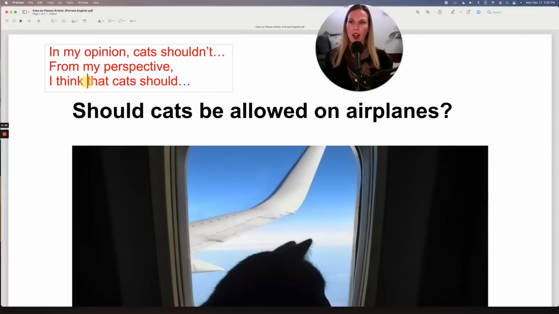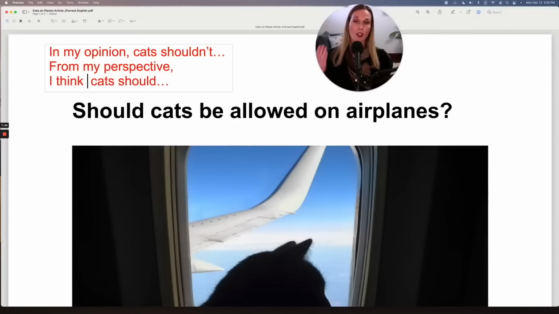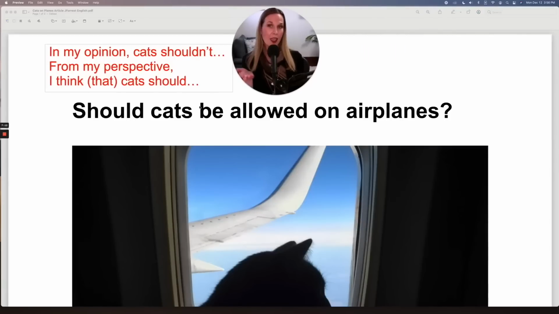Now notice here, I included that. A lot of students get confused about when you need to use that and when you don't. Generally, in written English, we include that. I think that cats should. Generally, you can absolutely just say, I think cats should. Now, in spoken English, we generally do not include it just to make it shorter. And we say, I think cats should. So if you're writing, you can include it. It's more common. But if you're speaking, it's more common to omit it, exclude it.